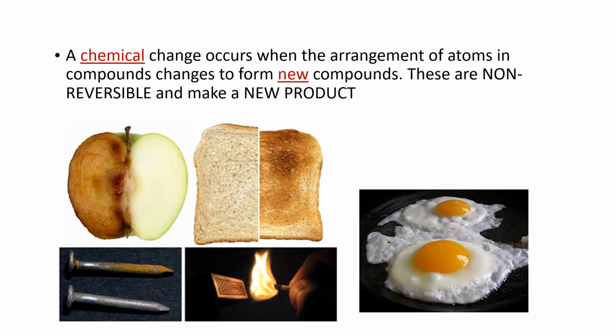In order to talk about chemistry, we have to talk about chemical changes. A chemical change occurs when the arrangements of atoms in compounds change to form new compounds. They're generally non-reversible, and they always make a new product. So rusty nail, cooked eggs, your end result is different than what you started with. You can't really go back. You can't unrust a nail. You can remove the rust from a nail, but you can't turn the rust back into nail.